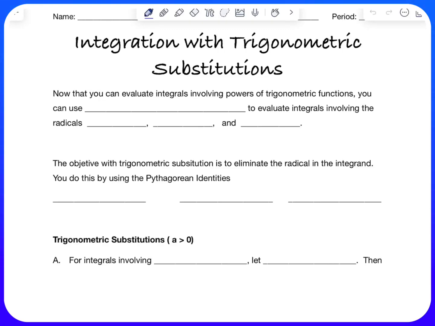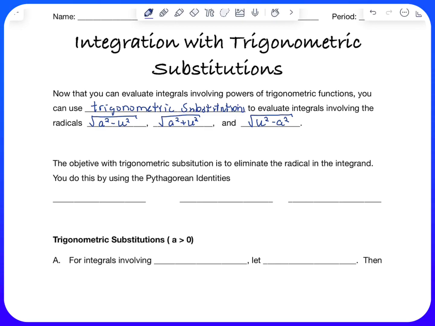Okay, today we're going to learn how to integrate with trig substitution. Now that we can evaluate integrals involving powers of trig functions, you can use trigonometric substitution to evaluate integrals involving the radicals: the square root of a squared minus u squared, the square root of a squared plus u squared, or the square root of u squared minus a squared.